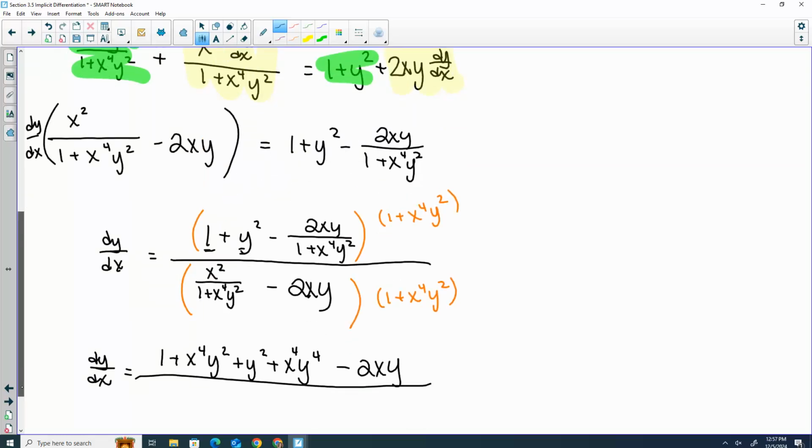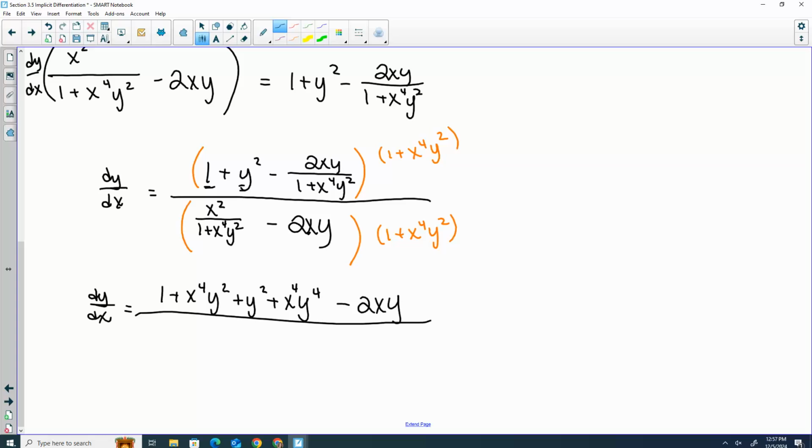I am distributing right now. So, what I just did right here, I took my 1 times 1. I took my 1 times x to the 4th y squared. That's where I got those terms. Then I took my y squared times 1, and my y squared times x to the 4th y squared. That's where I got those terms. Then I multiplied these, but the denominators cancel. So that's where I got that term.